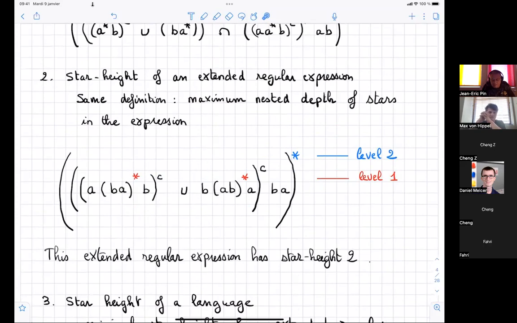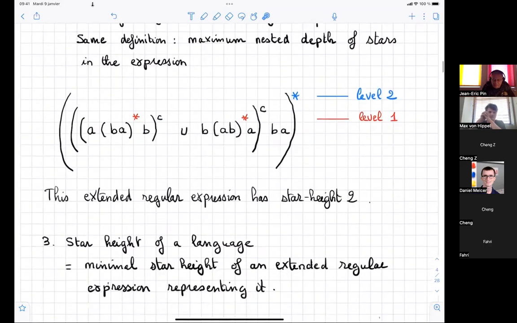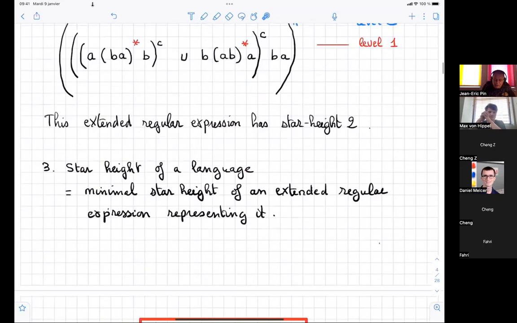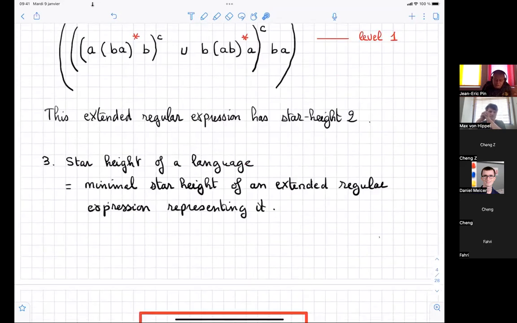Very good. So, in the same way, what is the star height of a language? There is no restriction anymore. The definition is: the minimal star height of an extended regular expression representing this language.